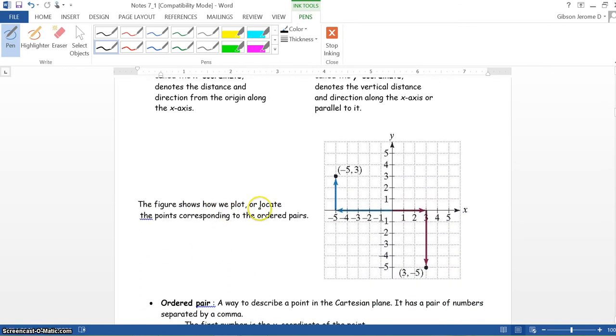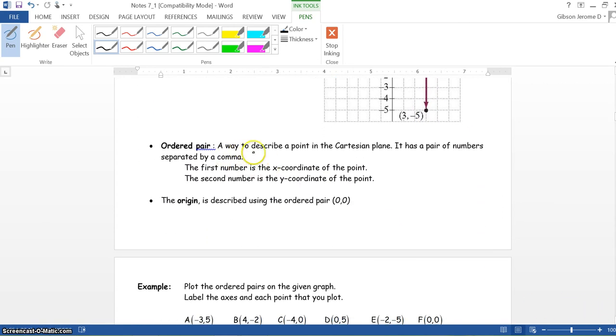The figure shows how we plot or locate the points corresponding to the ordered pairs. Now we have one ordered pair, negative 5, 3. So we start here at the origin. We go to the left 5, which would be negative 5, and then we go up 3 to denote the y, and we plot our point. You always plot the point where your y stops. So then next, we go back to the origin for this (3, negative 5). We go to the right 3 and down 5 and plot our point.